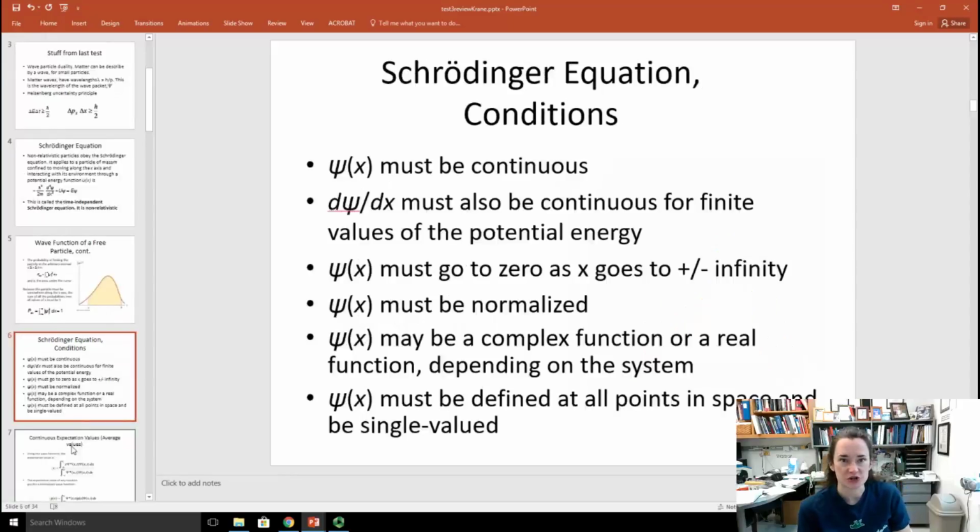Solutions to the Schrodinger equation, these wave functions have to satisfy certain conditions. The wave function itself must be continuous, and the first order derivative of the wave function also has to be continuous as long as you have finite values of potential energy. The wave function has to go to 0 as the spatial coordinate goes to plus or minus infinity. It can't blow up, in other words. It has to be normalized. It may be a complex function or a real function depending upon the system, and it must be single valued and defined at all points in space.